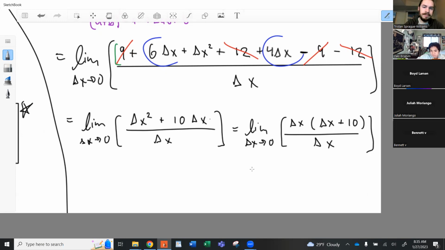So like right here, for example, that is a really common mistake, to try to cancel those delta x's. Don't do that, because those delta x's don't cancel out. These ones do cancel out, though. This is totally fine. A-okay.